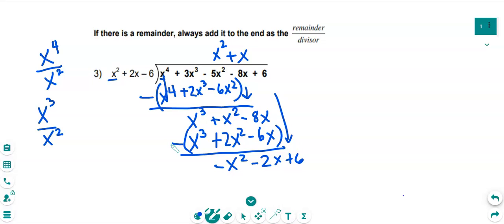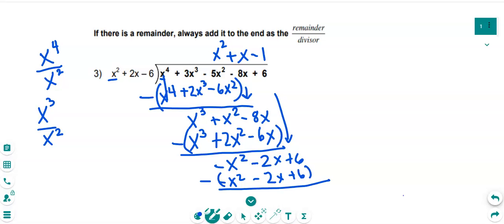X squared divides into negative x squared negative 1 times, and then we multiply. Negative 1 times negative x squared is negative x squared. Negative 1 times positive 2x is negative 2x. Negative 1 times negative 6 is a positive 6. And then we subtract that.